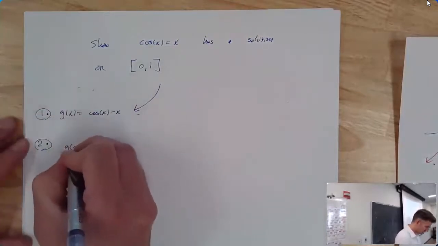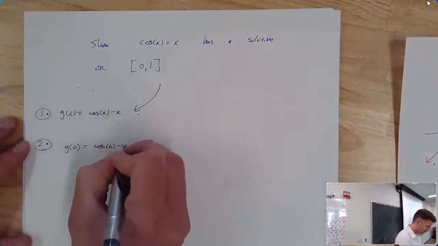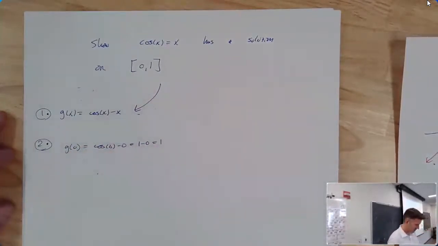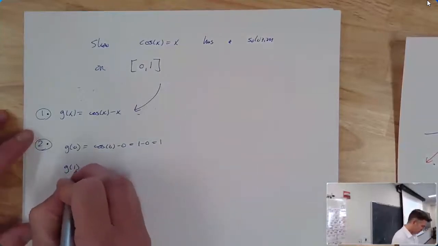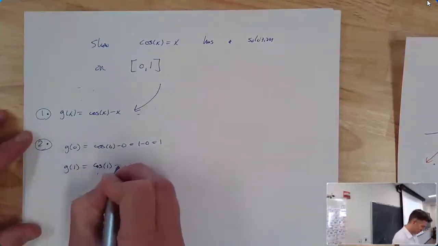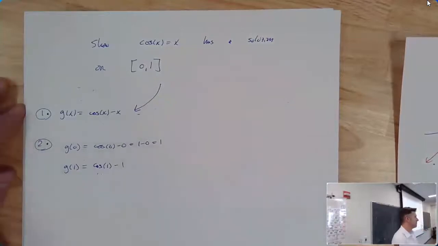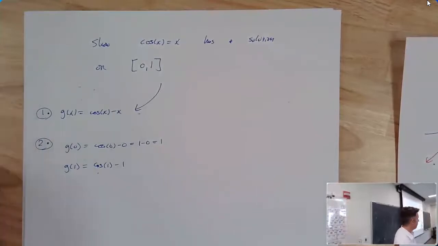So g of 0 is still the same as it was before. Okay, g of 1 is cosine of 1 minus 1. I don't know what cosine of 1 is. I know that 1 radian is about 57 degrees. I know that cosine of 60 degrees is about 1/2. So I'm pretty sure that's close to 1/2, but I don't actually have an exact number to write down. But that's okay, because here's what I definitely know. I definitely know that cosine of 1 radian is not equal to 1.